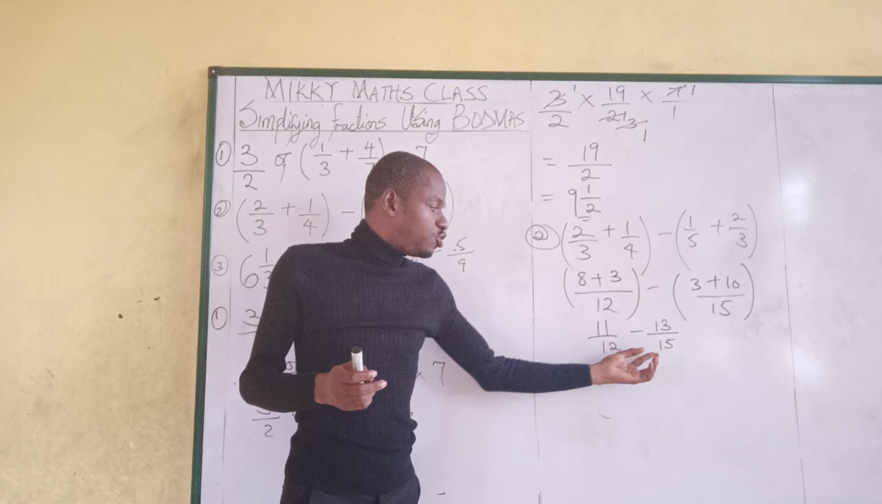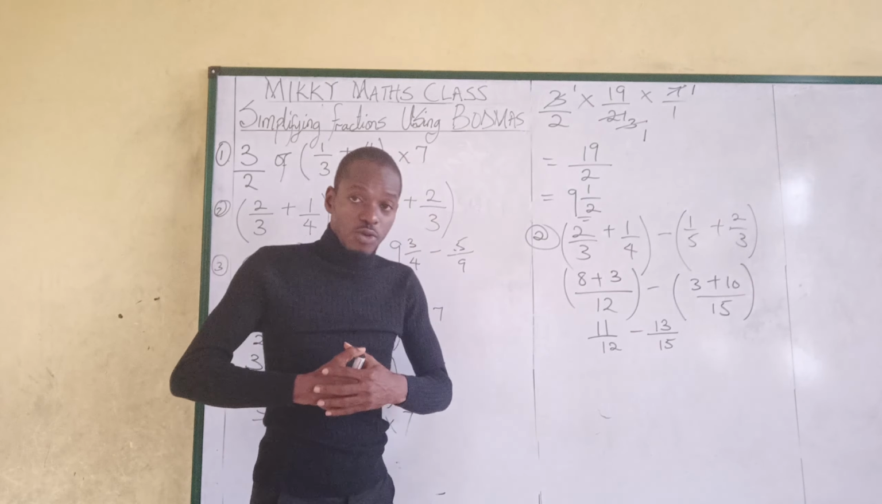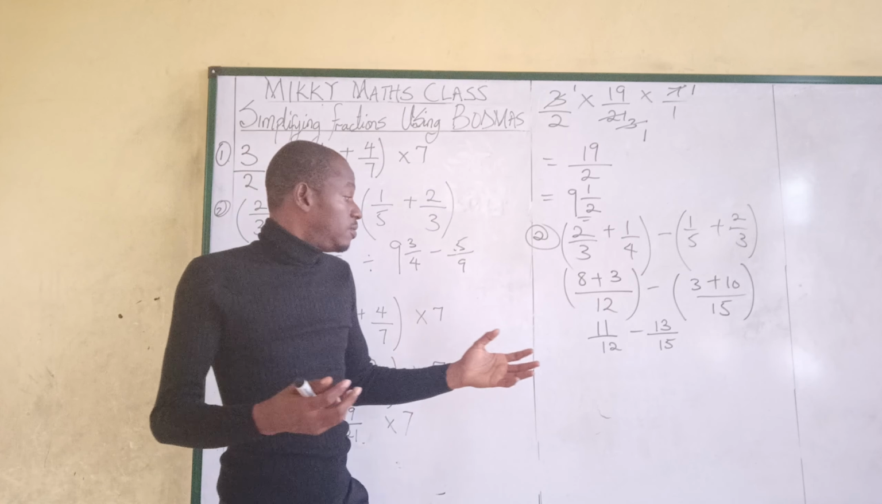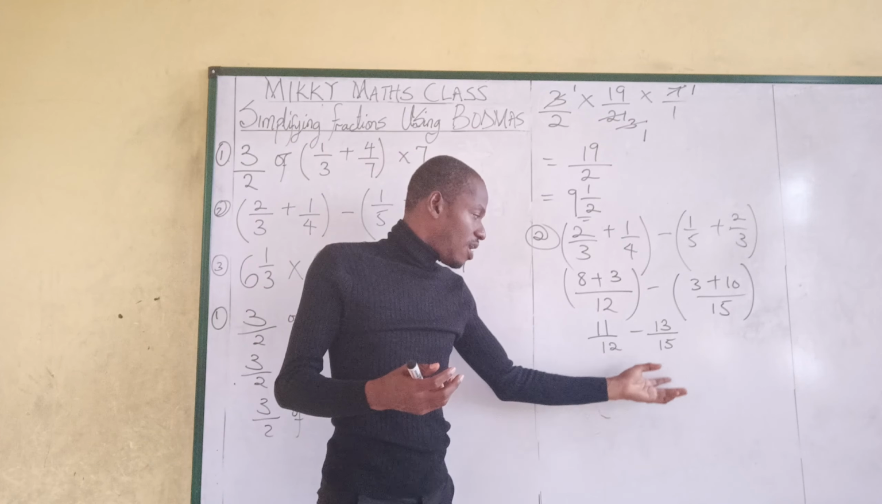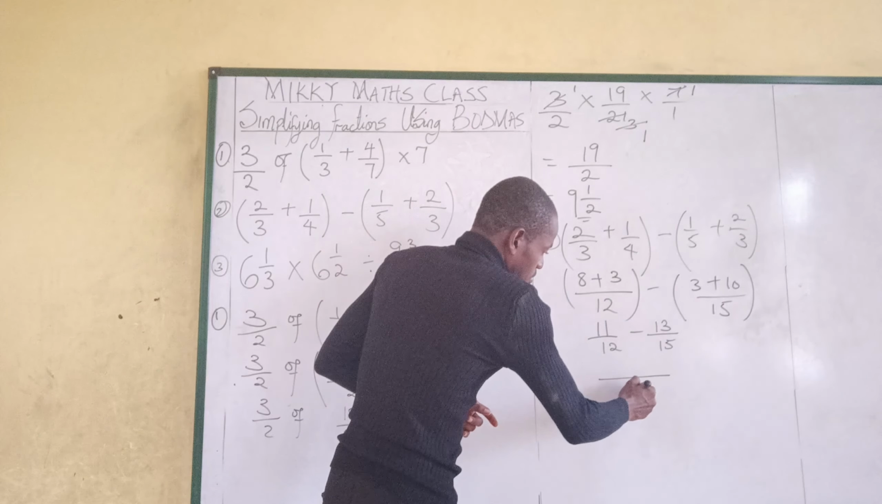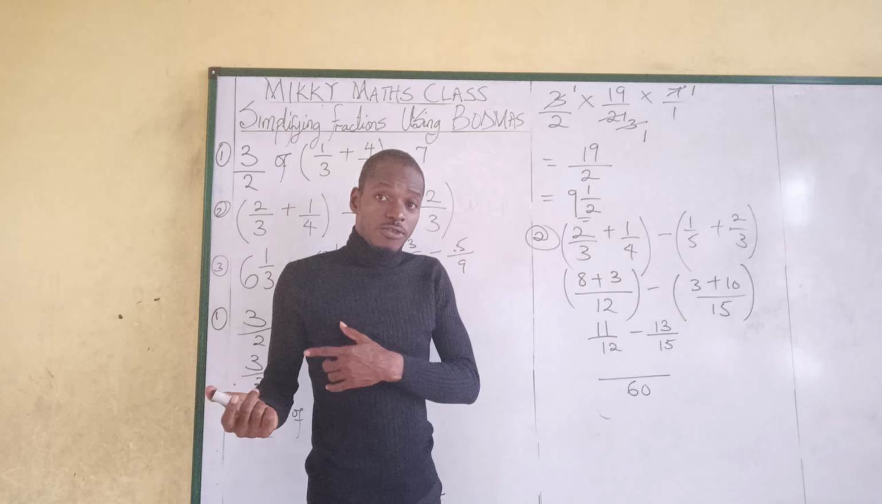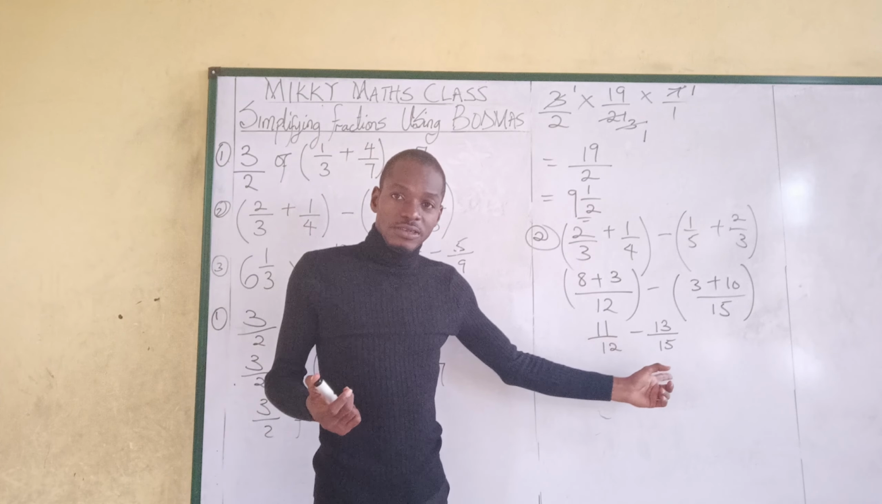Now, subtract these two. Subtract 13 over 15 from 11 over 12. You can take the LCM. The LCM of 12 and 15 is 60. You can check out the series on LCM to know how we are getting it.